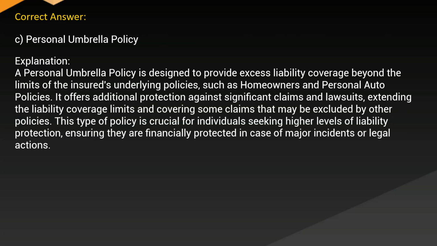Correct answer: C. Personal umbrella policy. Explanation: a personal umbrella policy is designed to provide excess liability coverage beyond the limits of the insured's underlying policies, such as homeowners and personal auto policies. It offers additional protection against significant claims and lawsuits, extending the liability coverage limits and covering some claims that may be excluded by other policies. This type of policy is crucial for individuals seeking higher levels of liability protection, ensuring they are financially protected in case of major incidents or legal actions.